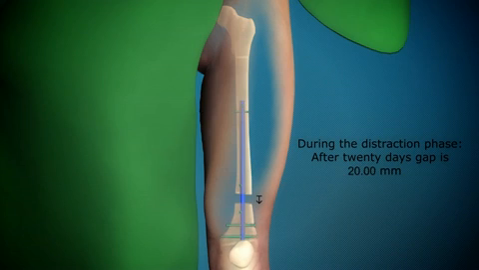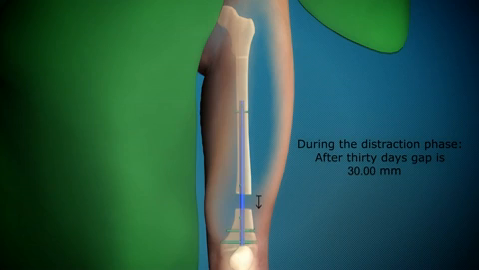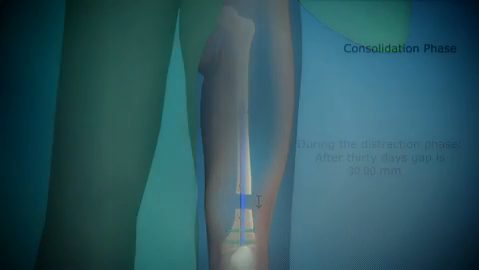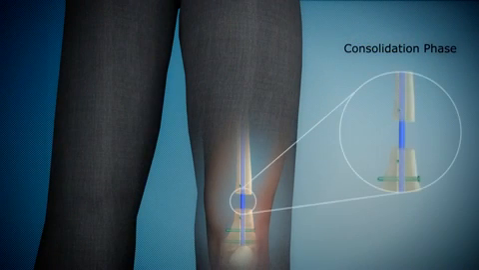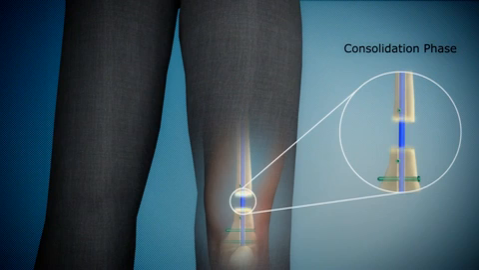In this case, we wanted 30 millimeters of length, so it took approximately 30 days to achieve that length. The patient is followed every 10 to 14 days postoperatively with x-rays to ensure that we've achieved the length we want. We then enter the consolidation phase once lengthening has stopped.